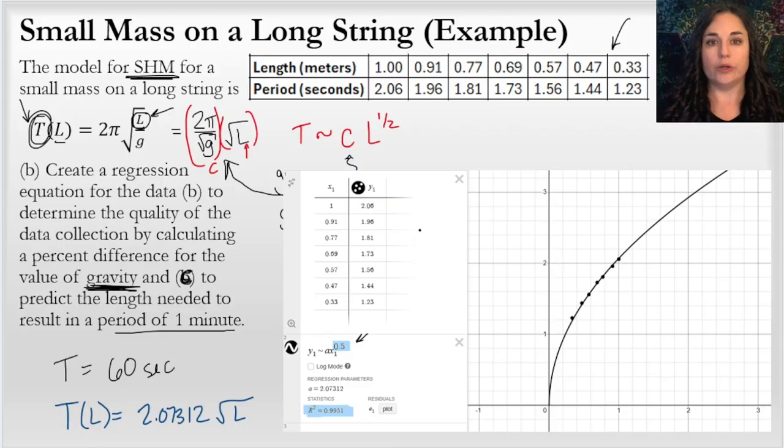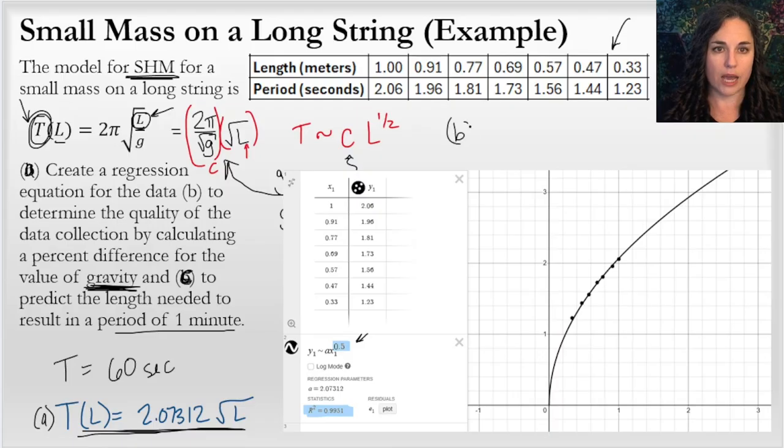So how accurate were they? I think that's a good question. Here's our regression model. That's our first part here. I guess it's part A. I have my letters wrong here. This is part A, regression. Create a regression for the data. There's the regression. Part B, determine the quality.